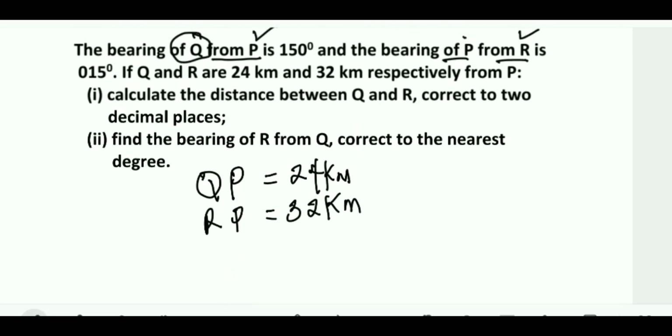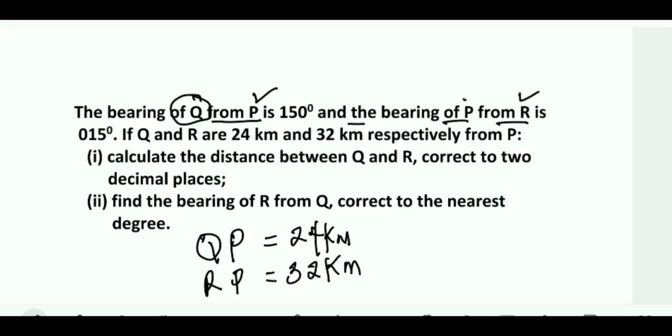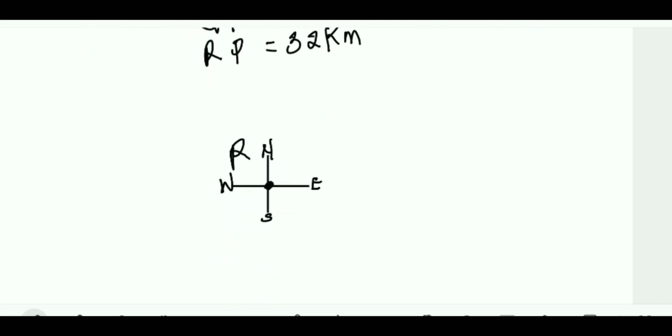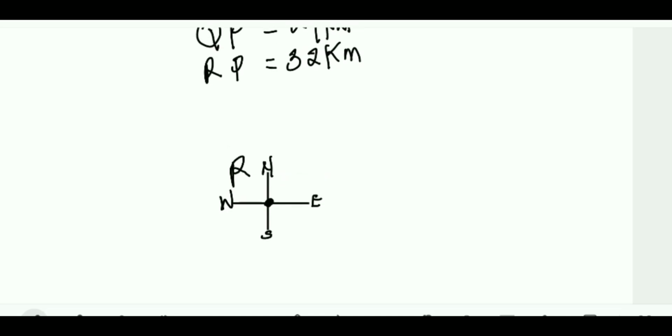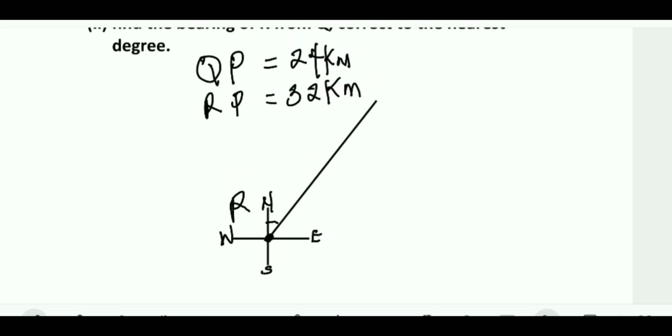So let's go back. And the bearing of P from R is 015 degrees. Whenever the angle is less than 100, it usually starts with 0. So that's why you have 015 degrees. Now don't forget we're not doing this by construction. So we're just going to use our discretion to get this done. So let's assume I have 15 degrees here. I've been told that R to P is 32 kilometers.